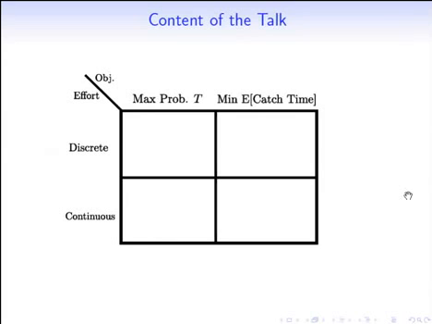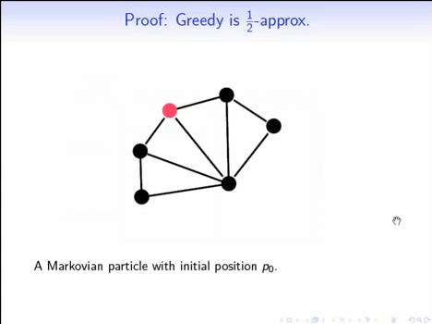And what we're going to do is, in each one of these 4 boxes, by the end of the talk, place something interesting. So you already know what we're going to place in that first box: that the greedy strategy is a 1/2 approximation to the discrete search effort maximize probability objective problem. So let's see why that is.